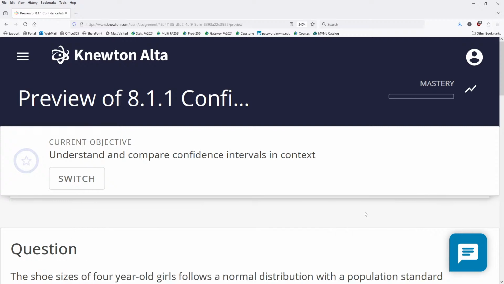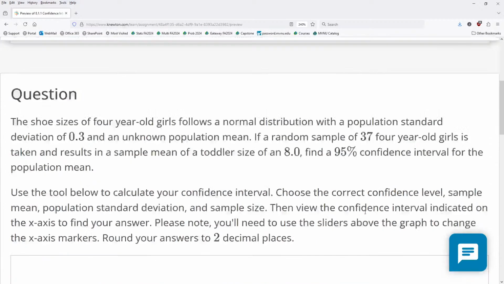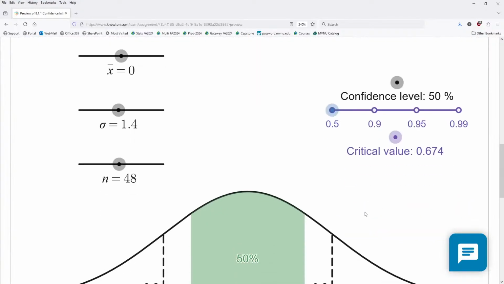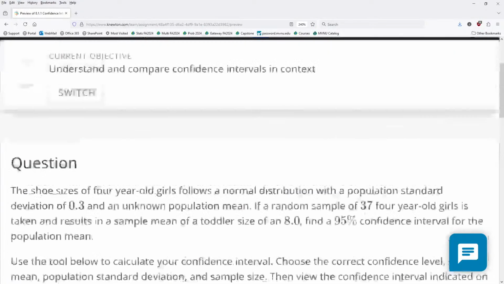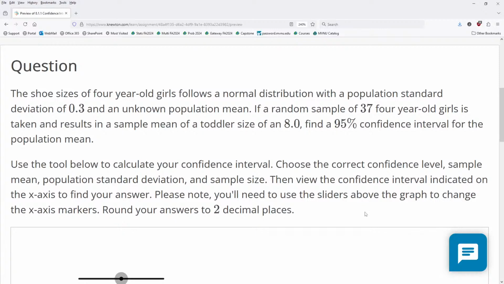So let's do this one and see how this works, because you've got a nice picture. Oh, I love it. Let's just take a look at this briefly. It says that we have a population standard deviation of 0.3, unknown population mean, and a random sample of 37 4-year-old girls. The mean of these was 8. I want to find a 95% confidence interval.